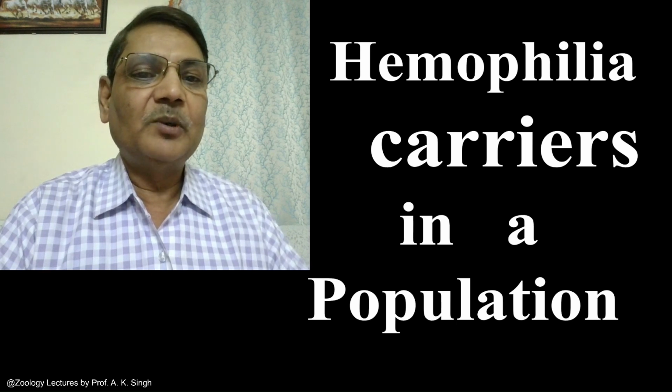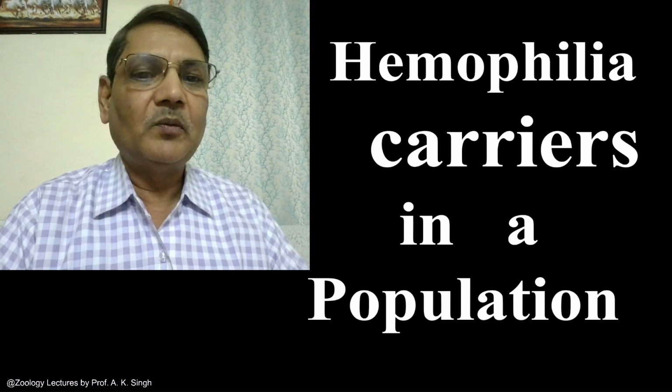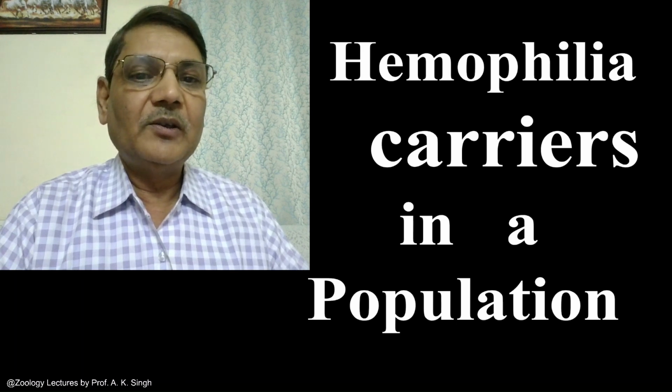And males, since they possess a single X chromosome, will either be normal persons or they will be suffering from hemophilia. But females are mainly carriers in the population. They will have one normal allele on one X chromosome and another disease allele on the other X chromosome. And the number of hemophilia sufferer females is very, very small in the population. So let us see how such calculations of hemophilia carriers could be done.